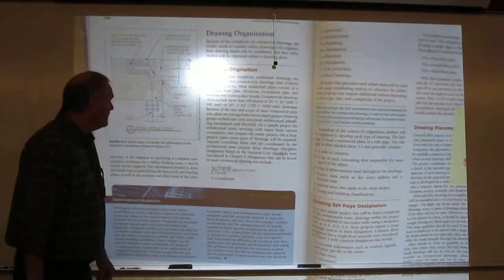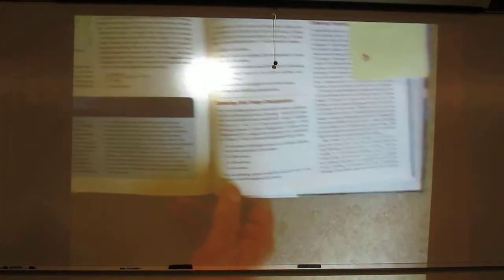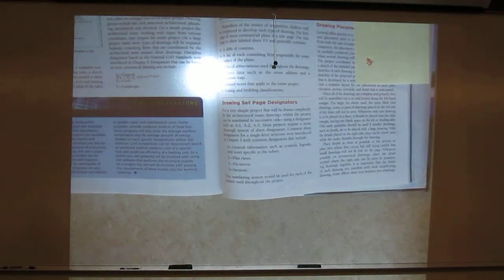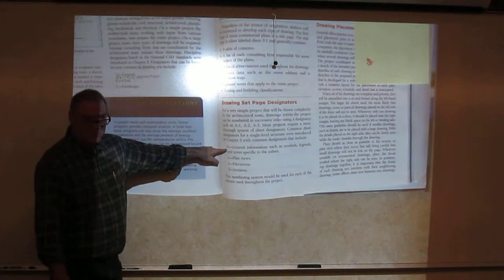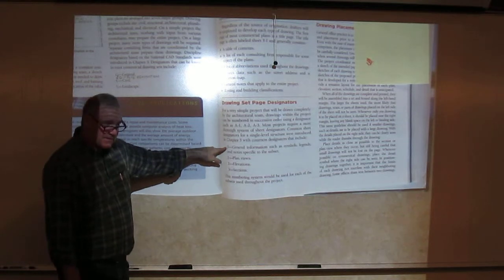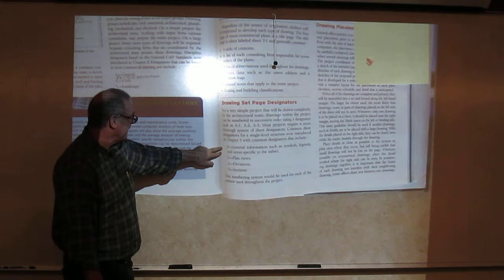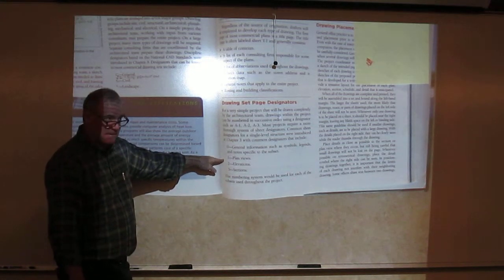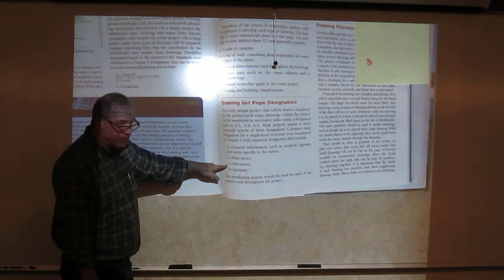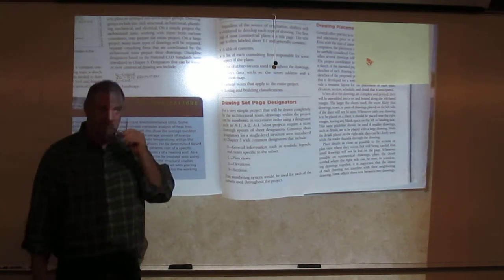Now, in addition to that, at the bottom of page 1085, they explain the naming convention. If you're seeing a 0, this is general information. So here's where all your legends go, those types of things, for the entire drawing set. If you see a 1, it's a plan view. If you see a 2, it's an elevation. If you see a 3, it's a section.